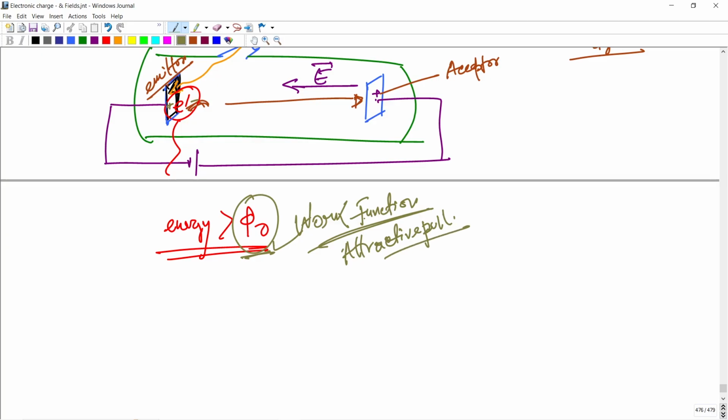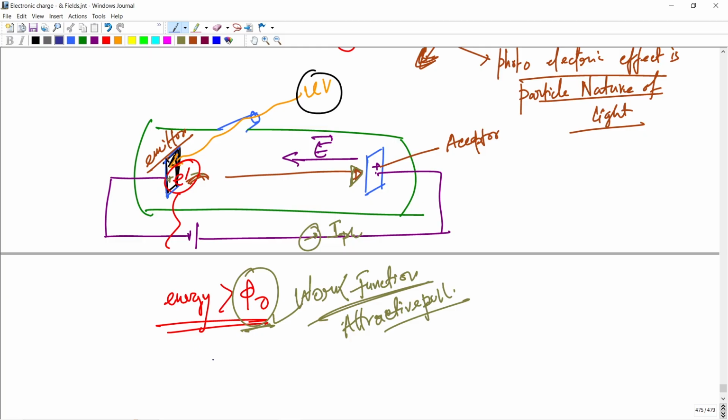With more than the attractive pull, the electron moves towards the acceptor plate and we get a current, which is called the photocurrent. You know the concept: what is a photocurrent, and when do you get it? There are two important factors. The energy must be greater than the work function, and we get the maximum energy of the photoelectron when it jumps from here.